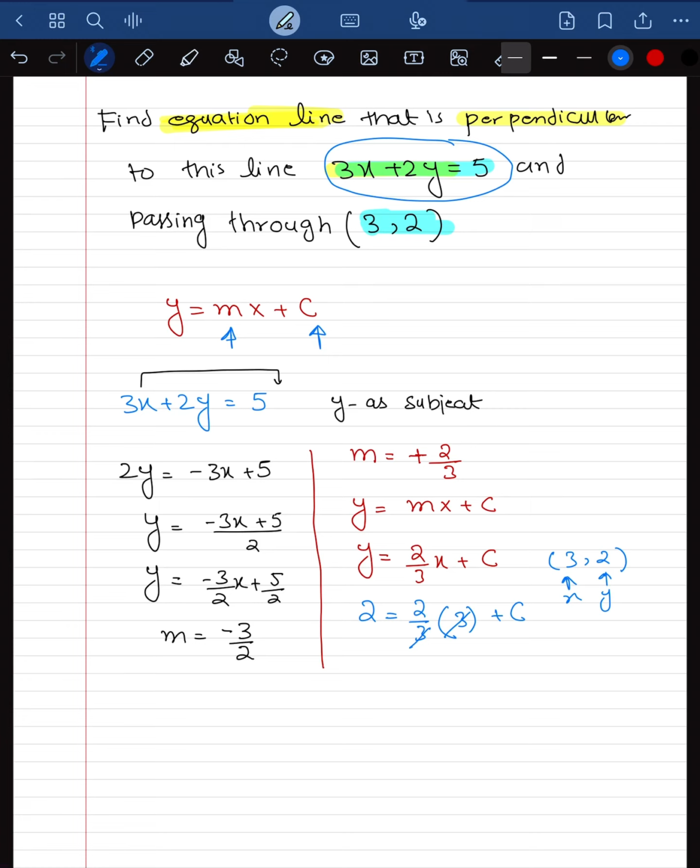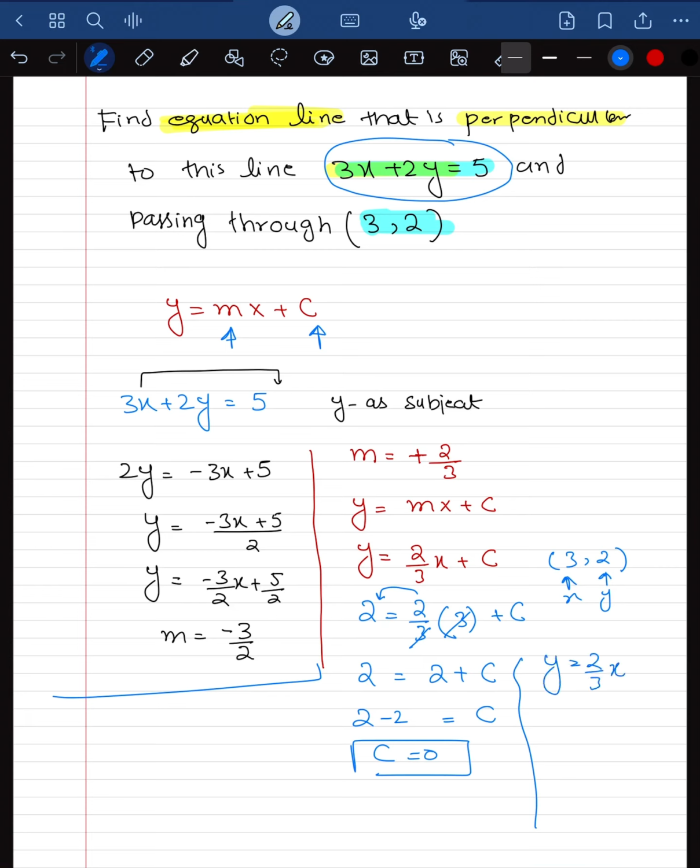So this 3 cancels, and this 2 will subtract on this side. Okay, so we can do one more step: 2 equals 2 plus c, so c is equal to 2 minus 2, so c is equal to 0. Okay, so now our equation will become y is equal to 2 by 3x plus c, but the value of c is 0, so the equation will be y equals 2 over 3 into x, because the c is 0, you don't need to write c.